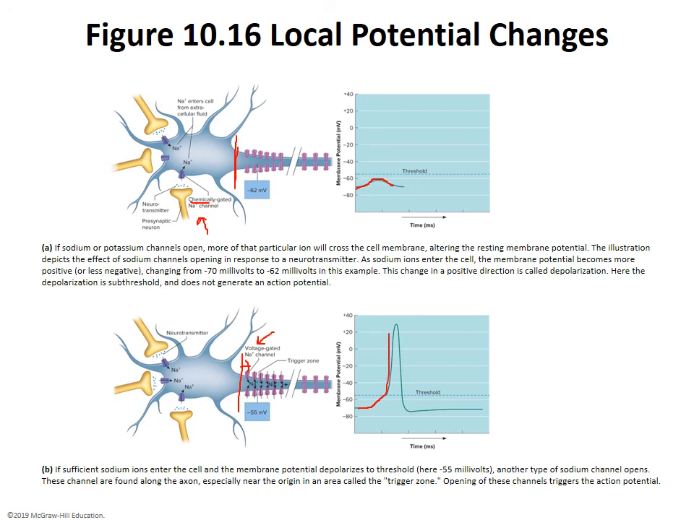We've got this quick influx of sodium ions. We're going to talk about it the next time. So negative 55 is what's called threshold. So the local potential changes have to add up to a positive 15 millivolt difference. That's how you get from negative 70 to negative 55. So again, hopefully that's making sense.